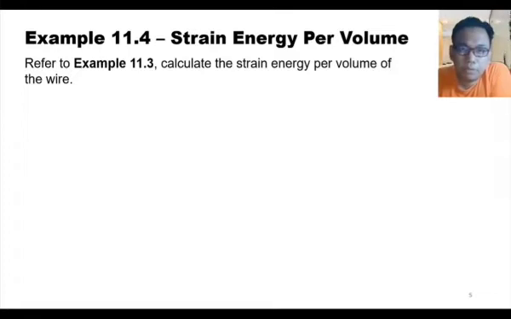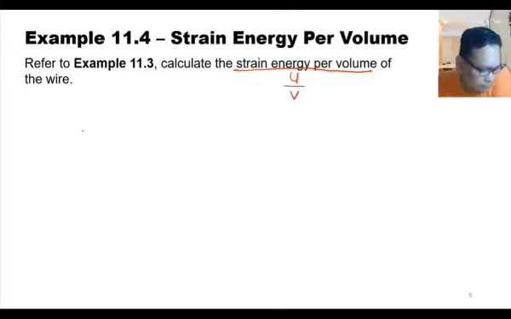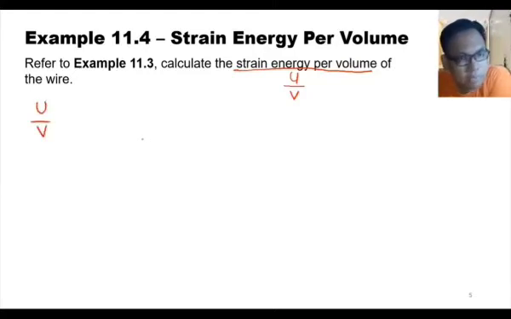Example 11.4, strain energy per volume. Refer to example 11.3, the previous example. Calculate the strain energy per volume of the wire. So strain energy per volume, that means we have to find the volume of the wire.